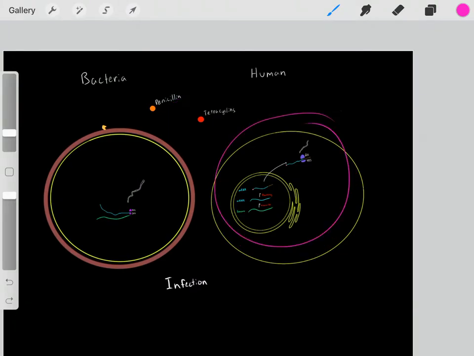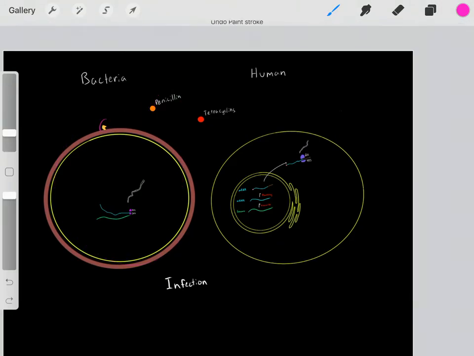So we don't have enzymes to make cell walls. However, bacteria have enzymes needed to make their cell walls. So if you take penicillin, it's going to inhibit those enzymes and now these bacteria can't divide. So that's how you get rid of the infection.